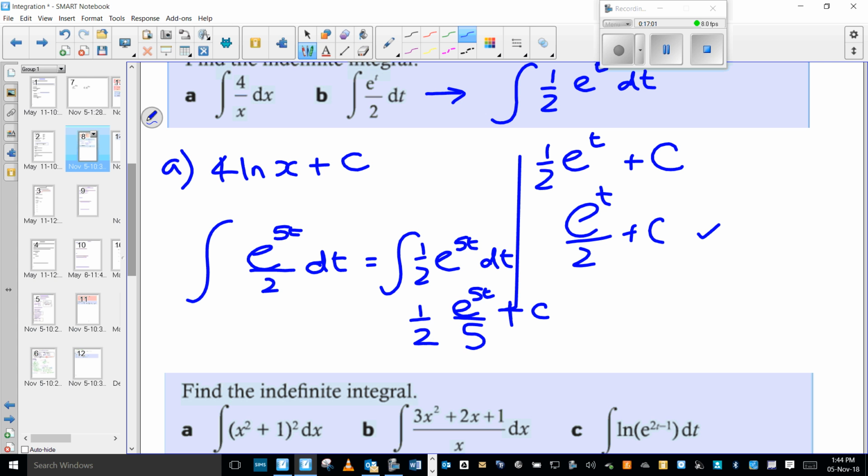So what's happening to these things? They're being multiplied. And how do we multiply fractions? Just top, bottom. So this becomes e to the 5t over 10. That's it. Perfect.